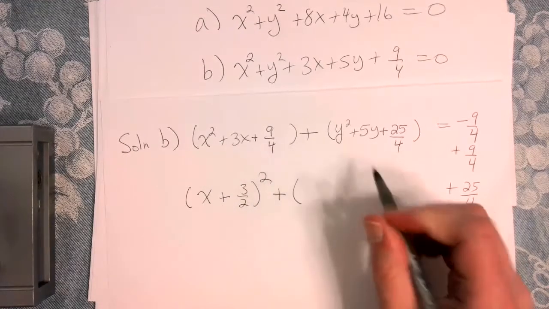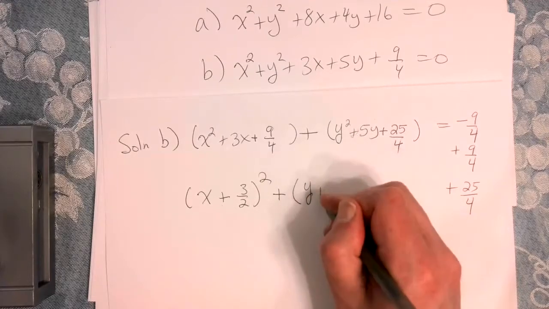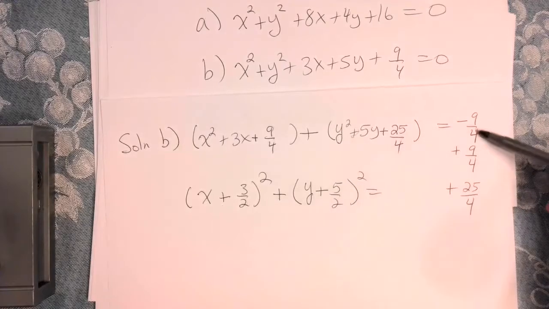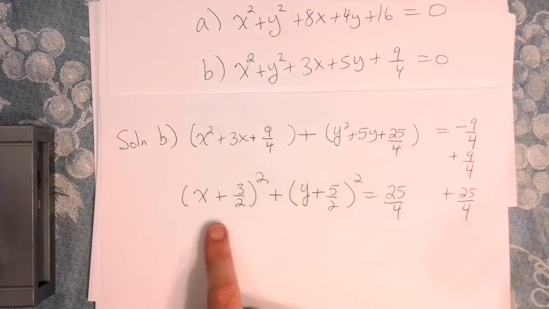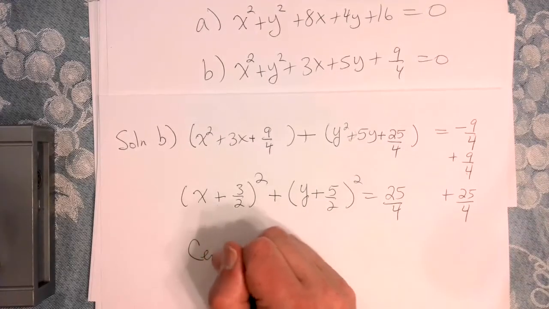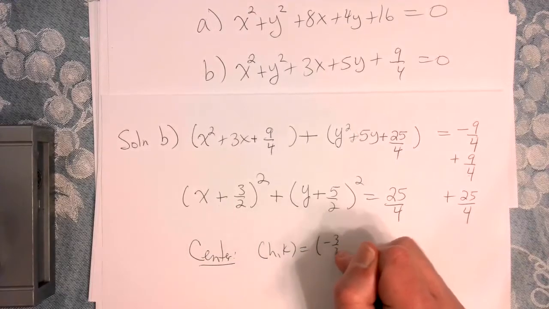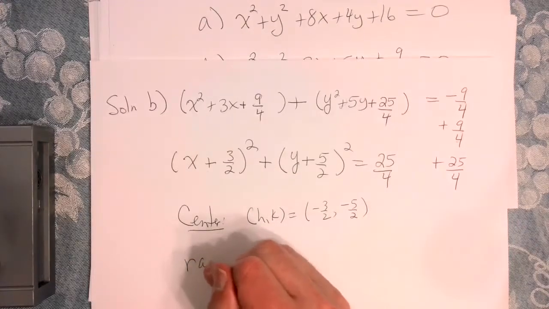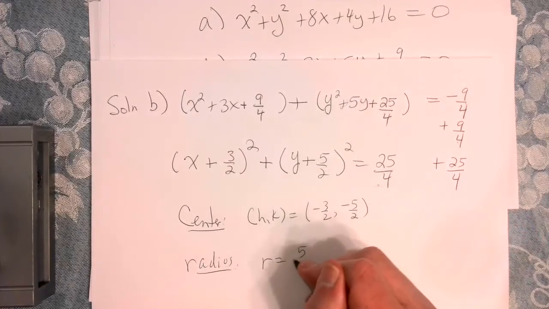Same thing here. So this should be square root of this, exactly this sign, square root of this, quantity squared. These cancel. It's not always the case that they cancel. It's just this was a nice problem. And then that's 25/4. So from this, we can get the center. So that's (h, k) equals (-3/2, -5/2). And then the radius is the square root of this number. So that's 5/2.